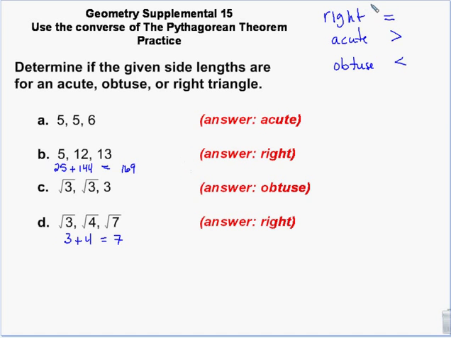And this side is a squared, b squared, and this side is c squared. So you add the first two numbers, the two smallest. A and B are always smaller than C. That's how you know which is which. C is always the biggest number.